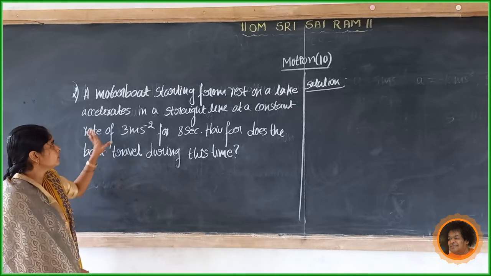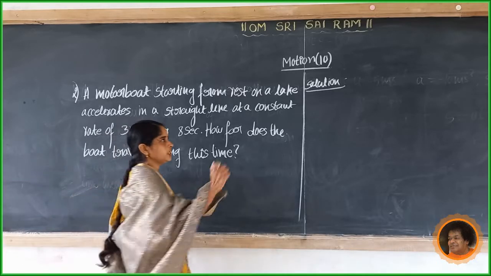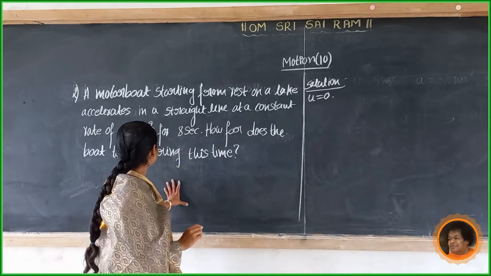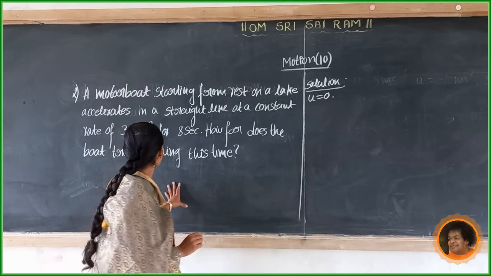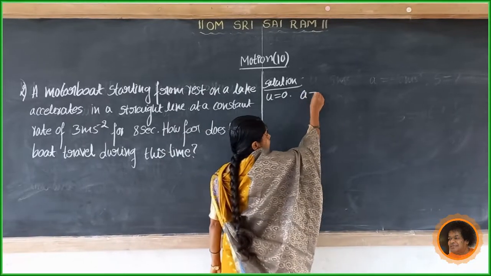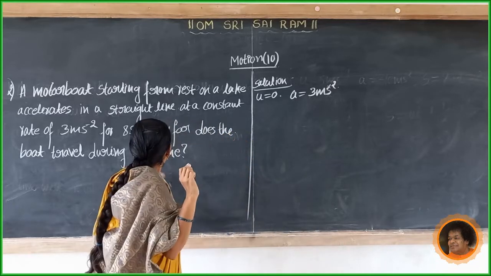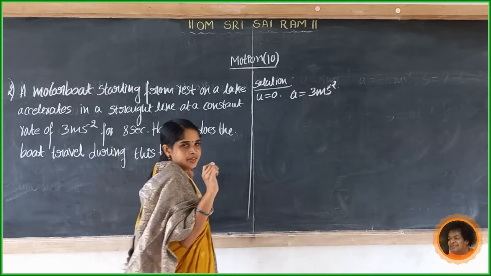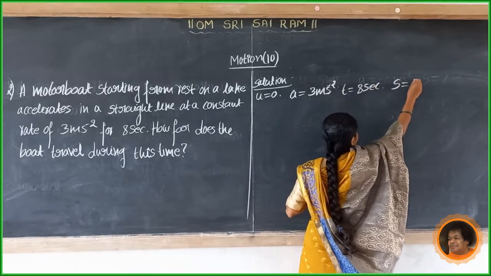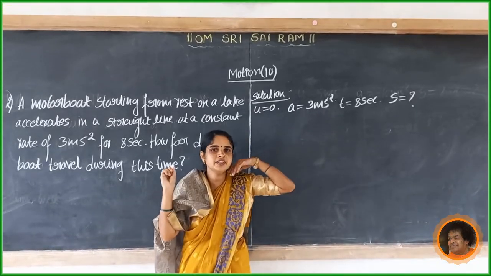First write the data given in this problem. A motor boat starting from rest, so the initial velocity u equals 0. On a lake it accelerates in a straight line at a constant rate of 3 meters per second squared. Acceleration is given, a equals 3 meters per second squared, for 8 seconds. t is given, t equals 8 seconds. So calculate how far the boat travels during this time, which means 8 seconds.